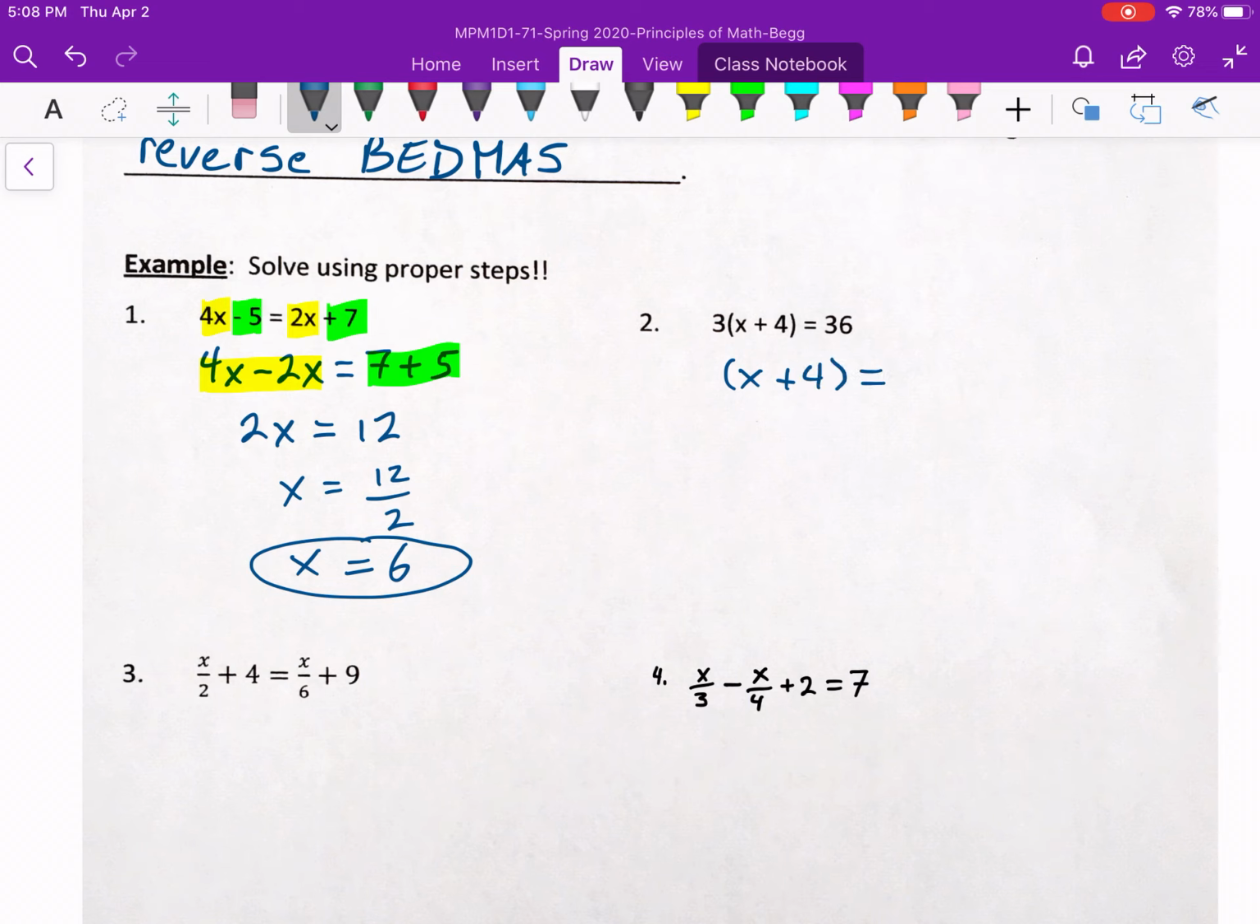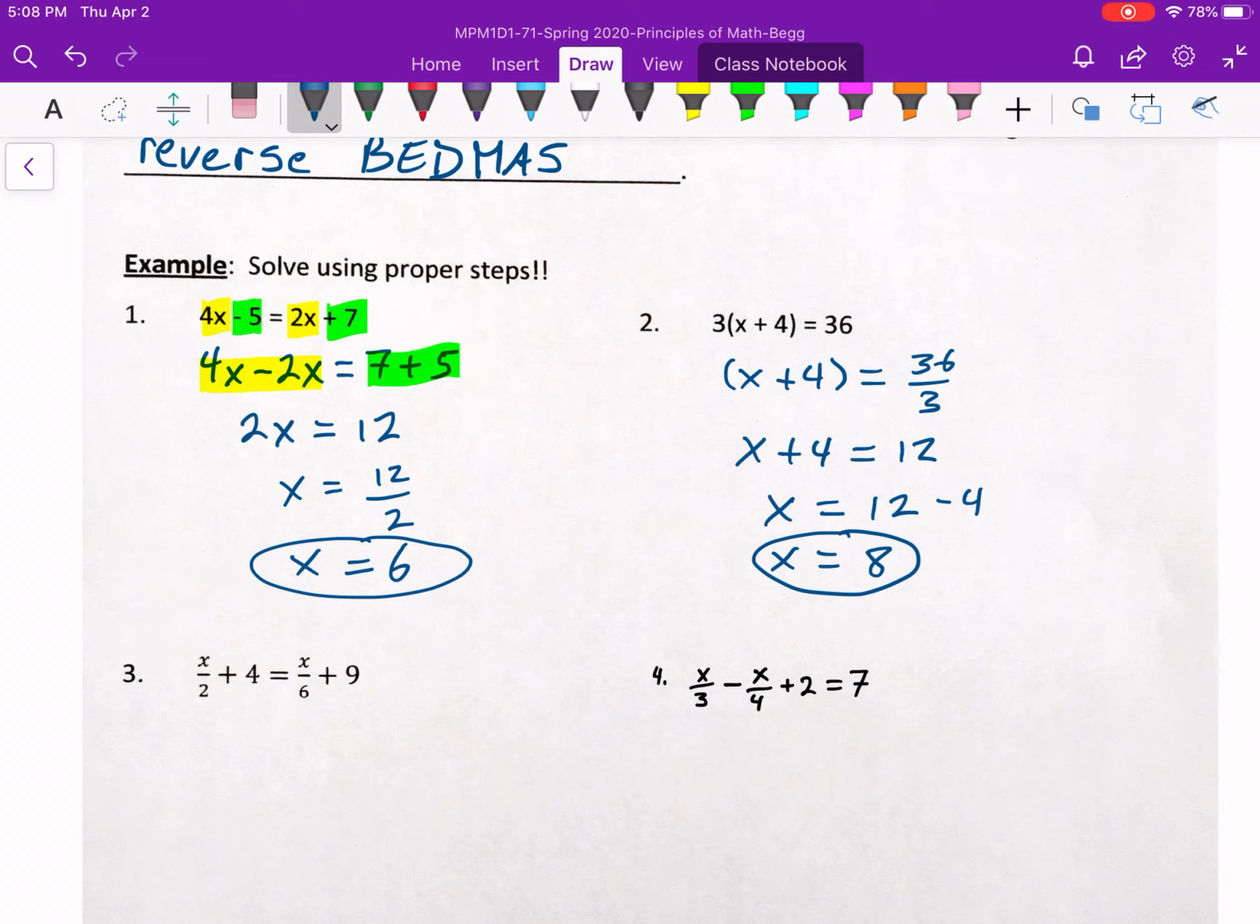And if I divide the right side by 3, then it'll end up equaling 12. So I'll have x plus 4 equals 12. And then if I subtract 4 from each side, I get x equals 8.